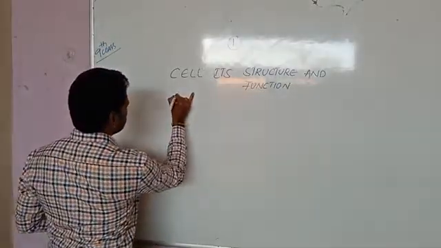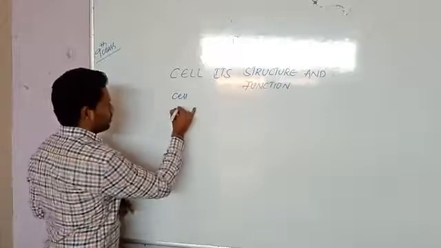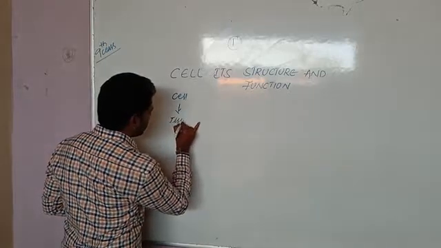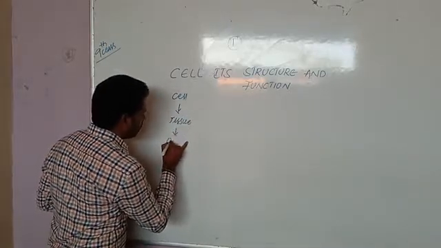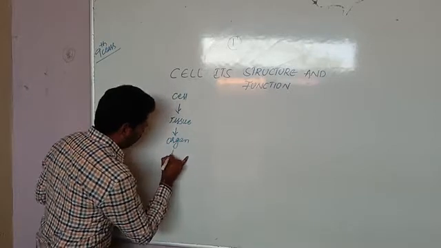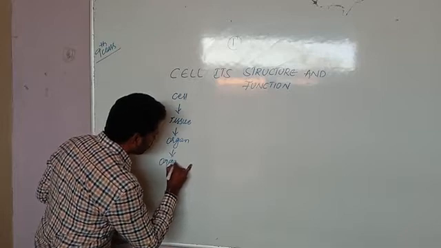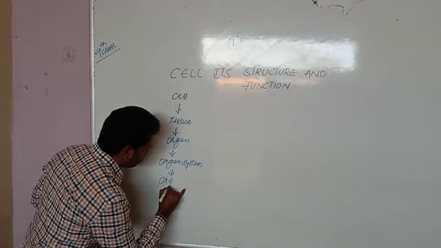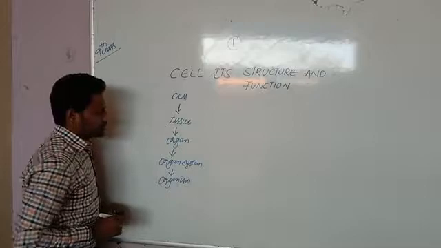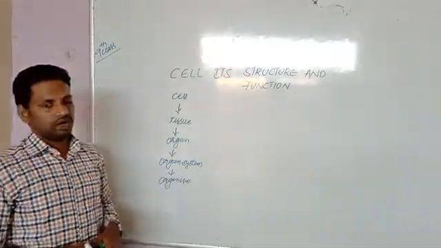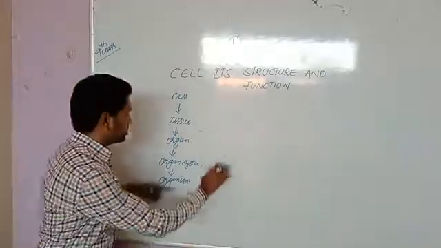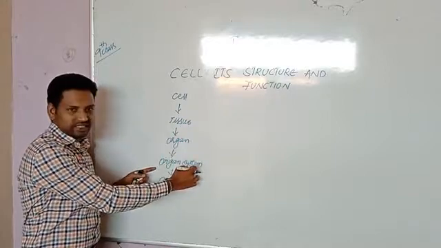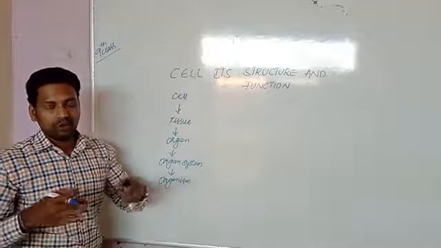So let us see the formation of the organism, that is from the cell to the organism. The first is cell, and the combination of cells is called tissue, then tissue to organ, organ to organ system, and organ system to the complete organism. So this is the sequence of the formation of an organism from the cell to the organism: cell, tissue, organ, organ system and organism.